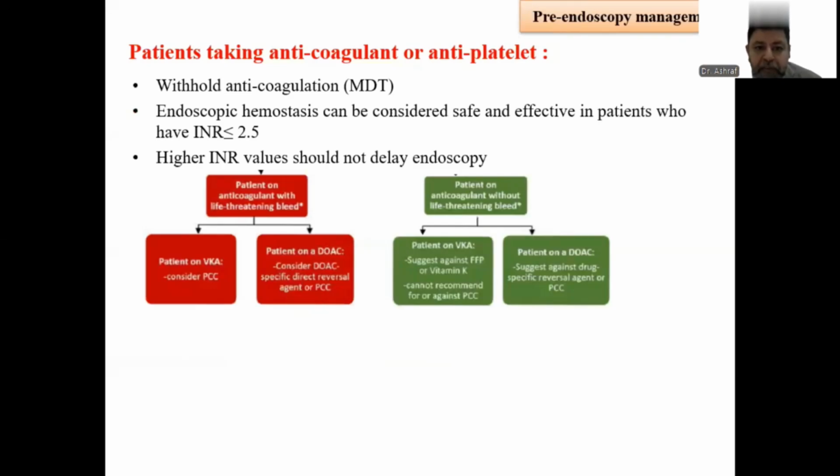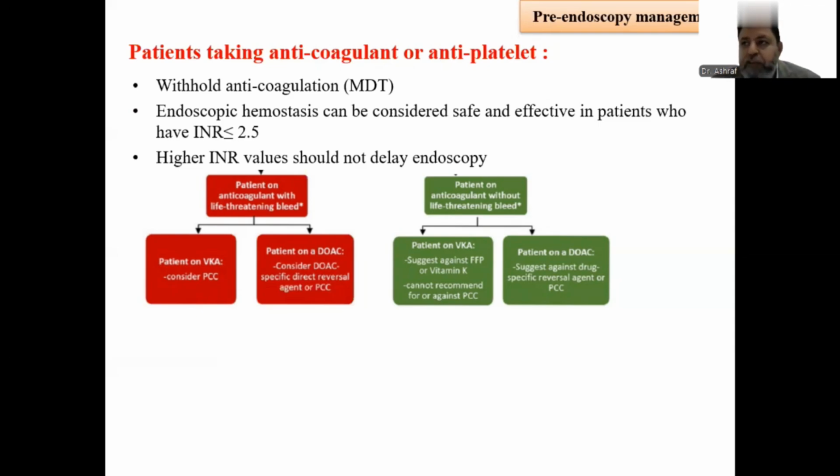Patients taking blood thinners like anticoagulants and antiplatelets, if they develop upper GIT bleeding, we have to withhold and stop anticoagulation after consultation with other specialties: cardiological, hematological, neurological. Endoscopic hemostasis could be considered safe and effective in patients who have INR less than or equal to 2.5. Higher INR values should not delay endoscopy.